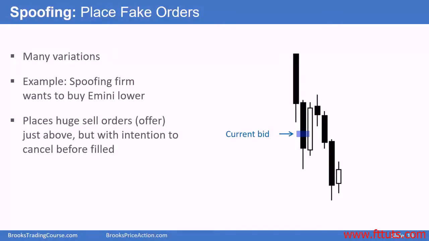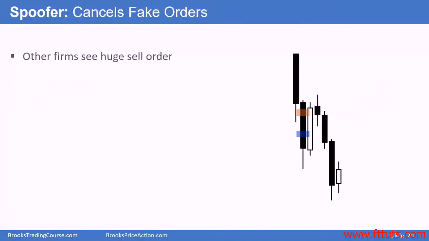He could place a huge sell order just above, but with no intention of getting it filled. Traders who look at volume will say, wow, look at that huge sell order just above the price right here. If you see a huge order to sell right above the current price, do you think the market's going to go up, or do you think that huge volume order is going to push the market down? So let's say the market's right here, and the spoofing firm places an order to sell 500 E-mini contracts 5 ticks higher, or 1,000 E-mini contracts 5 ticks higher. But he has no intention of having the order get filled.